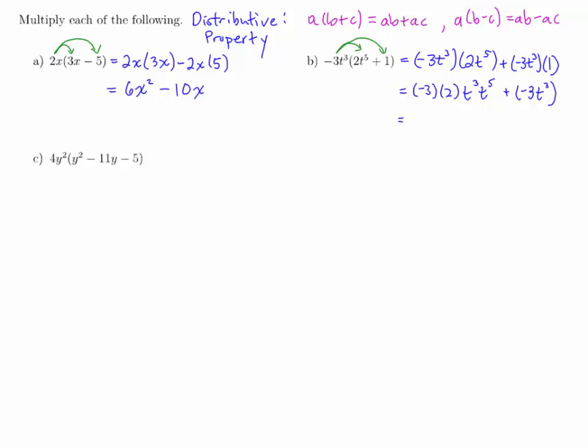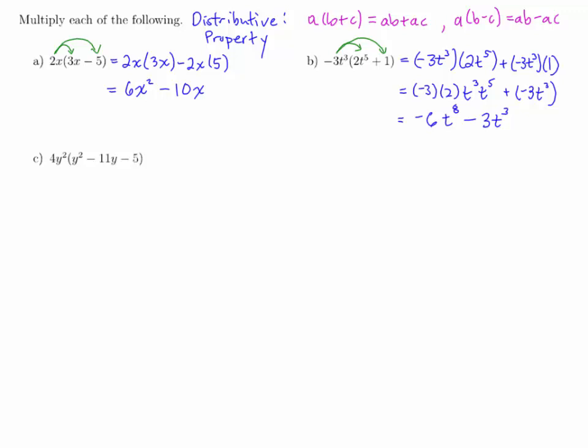Okay, so let's look at this first term. We have negative 3 times 2, which is negative 6. And then we have t cubed times t to the 5th. So we'll add those exponents and get t to the 8th. So that first term is negative 6t to the 8th. And then we're adding negative 3t cubed. We can write that as subtracting 3t cubed. So when this expression is fully simplified, we get negative 6t to the 8th minus 3t cubed.